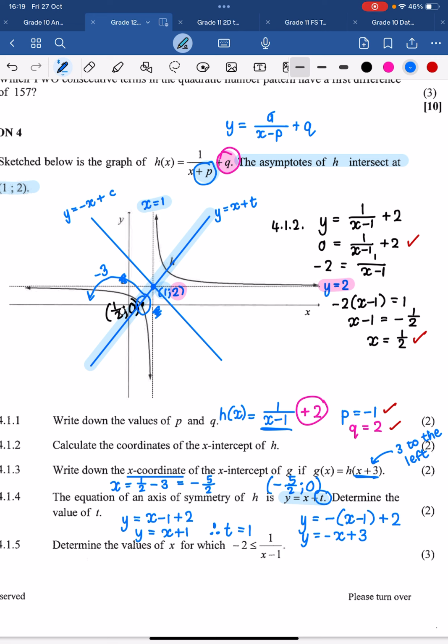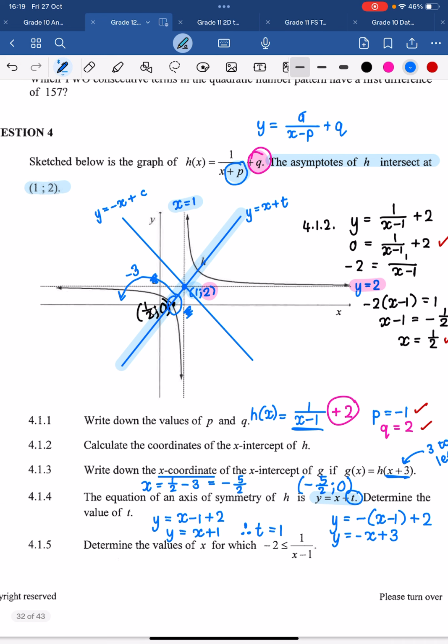If you wanted to solve this algebraically, you absolutely could. They didn't say in the wording here, use the graph to determine the values of x for which this. So guys, you actually could have solved this algebraically, right? The problem here though, is that we have an x in the denominator.